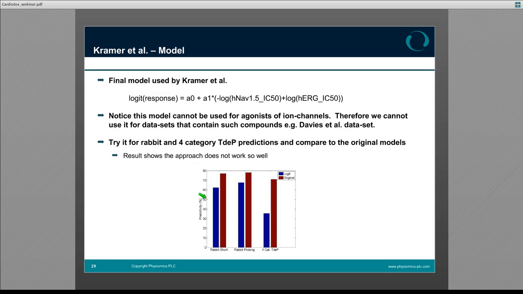So on the y-axis here, we're seeing a percentage scale from 0 to 80%. Now, as you can see in all three of these situations, the logistic regression model does not perform as well as the original model that was mentioned in the paper. So this simple approach does not work that well for making the four category Torsades-Dubois predictions, which is what was already highlighted in the Mirams et al. paper. However, for rabbit prolongation, there is a difference, but it's not huge. And same goes for rabbit shortening. You know, so a simple logistic regression model seems to maybe perform just as well as these sort of complex models, but obviously not as well.